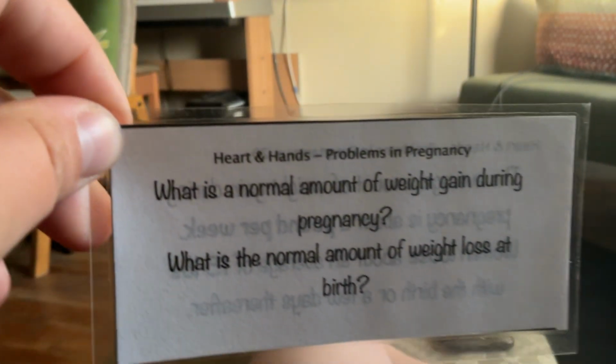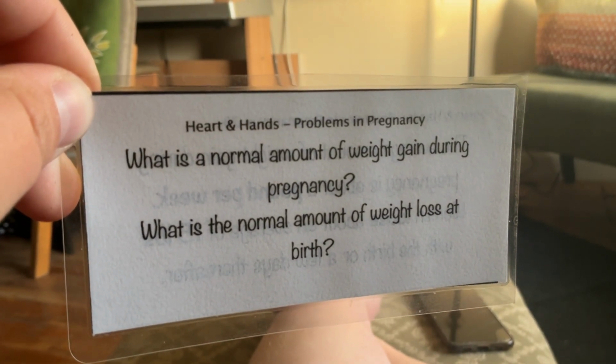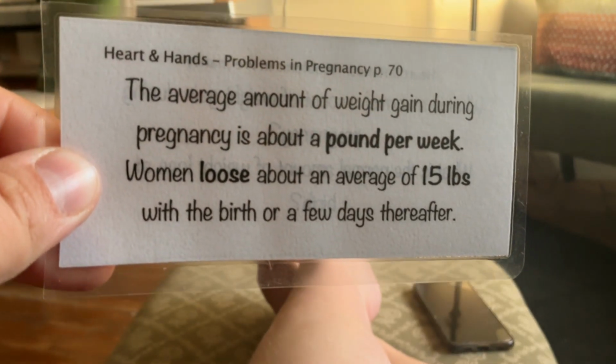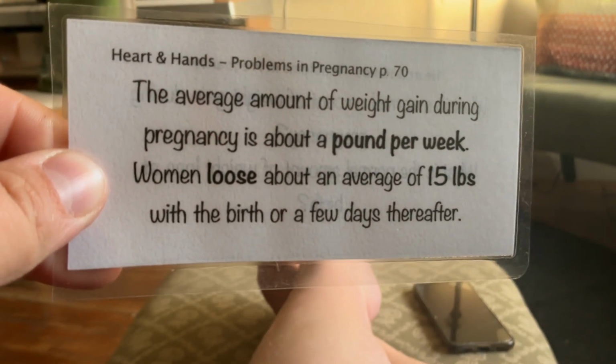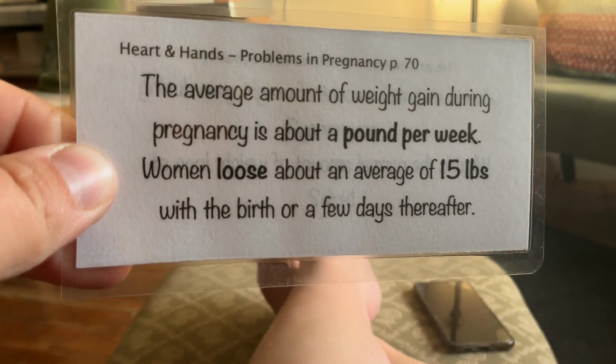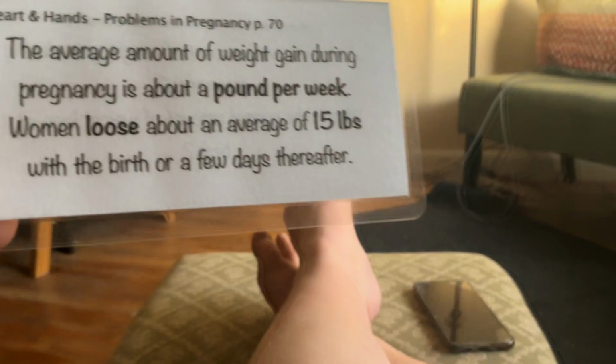What is normal weight gain during pregnancy? And what is the normal amount of weight loss at birth? The average amount of weight gain during pregnancy is about 1 pound per week. Women lose an average of 15 pounds with the birth, or a few days thereafter.